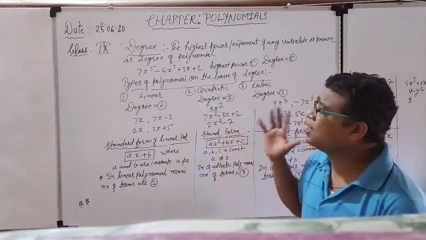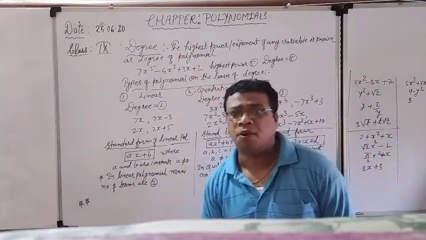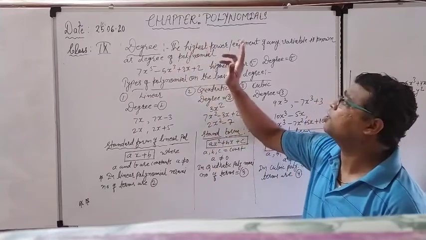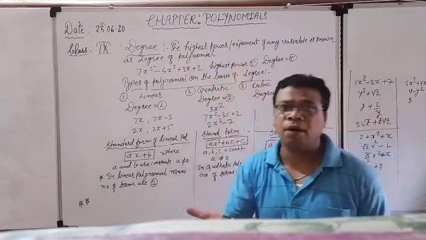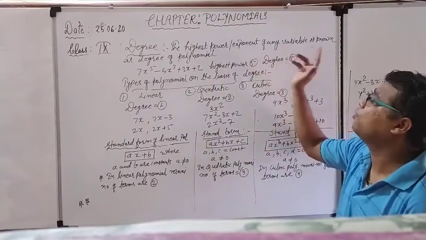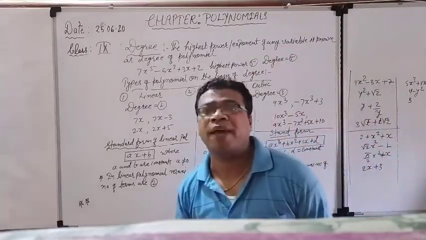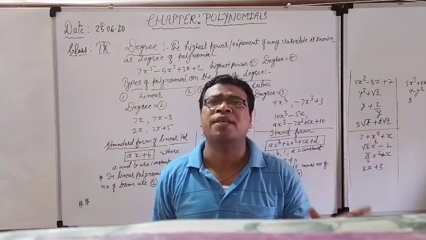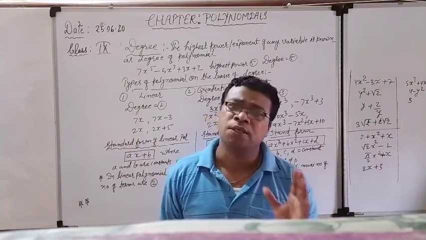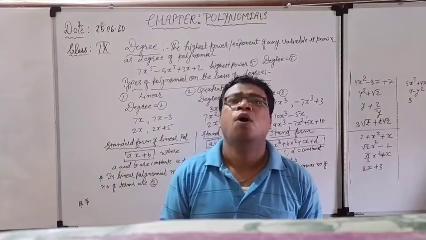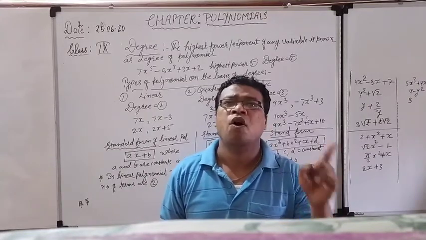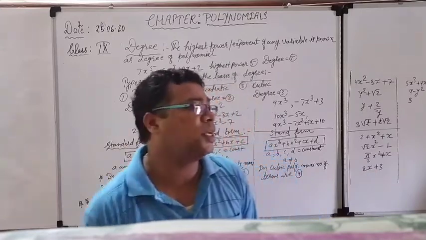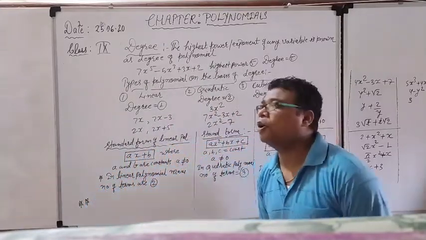So see here, what is the next thing? That is the degree. What is the degree actually? The highest power, or you can say the exponent, of any variable in any algebraic expression is known as the degree of the polynomial. Once again, the highest power, or the exponent, of any variable present in an algebraic expression is known as the degree of the polynomial.